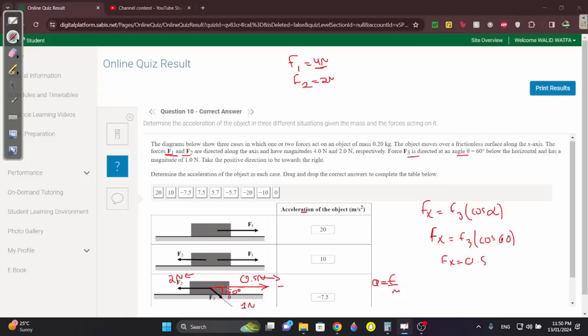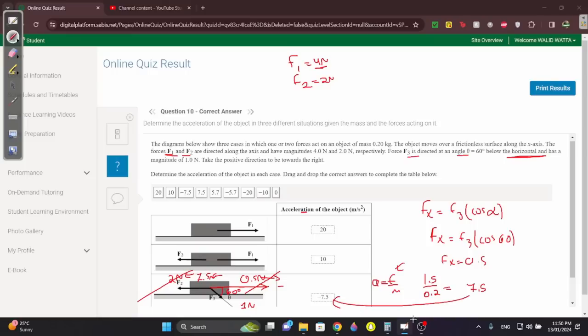Because when the angle is given, it's with the horizontal. They said it below the horizontal, so it's fine. Okay. So you get 0.5 to the right, 2 to the left. They cancel out. You get 1.5 newtons to the left. For our force, it will be 1.5 divided by the mass 0.2, which gives you 7.5.